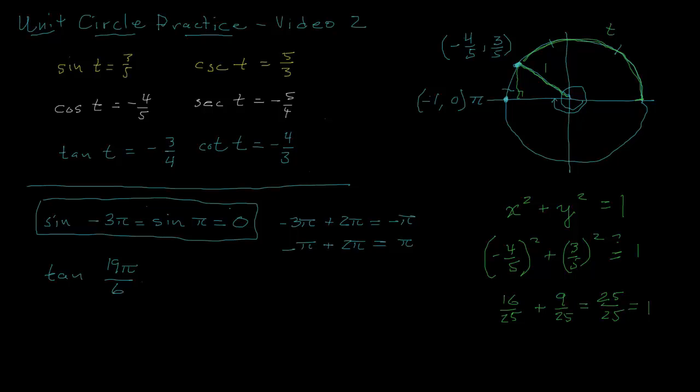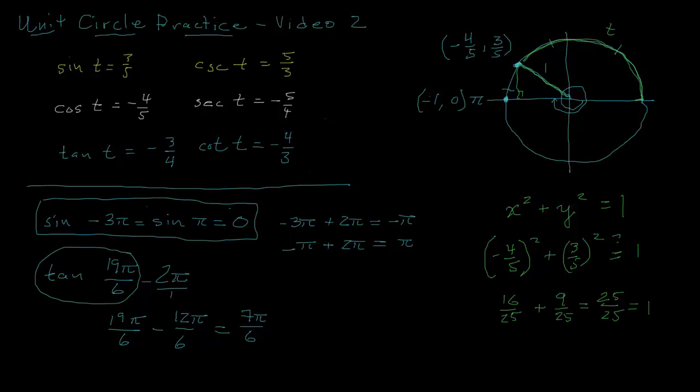and 2 pi. If I subtract 2 pi, maybe I'll be in range. Well, 19 pi over 6 minus 2, and this is over 1. So I want to get a common denominator of 6. I multiply 1 times 6 to get 6. I multiply 2 times 6, that's 12. So the tangent of 19 pi over 6 is going to be the same as the tangent of 7 pi over 6.